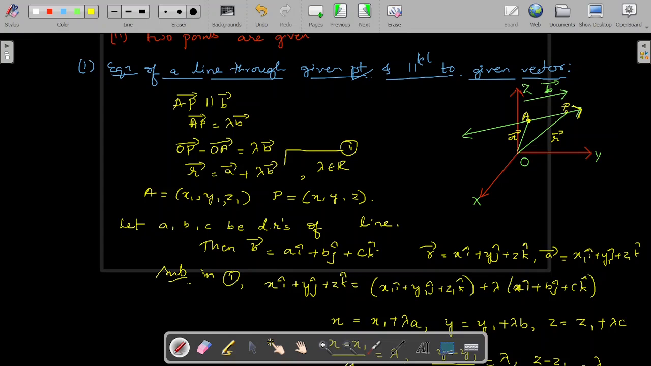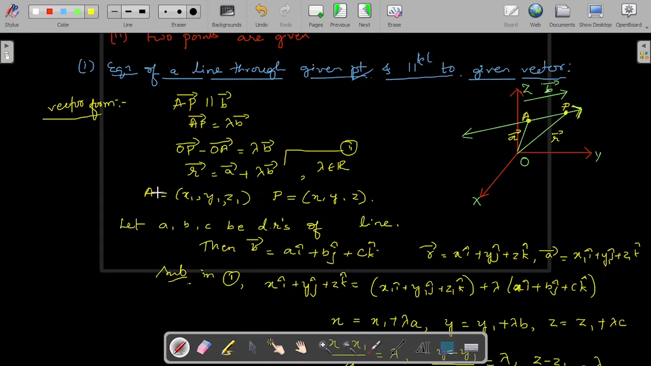Now consider any point P on the line, a general point. Join the points to the origin, and you will get the position vectors of the points. OA vector is the position vector of point A and OP vector is the position vector of point P. I will name that r vector, and OA vector as small letter a vector, because you have to get the equation both in vector form and Cartesian form. Vector form means using the position vectors of the points we are deriving an expression.